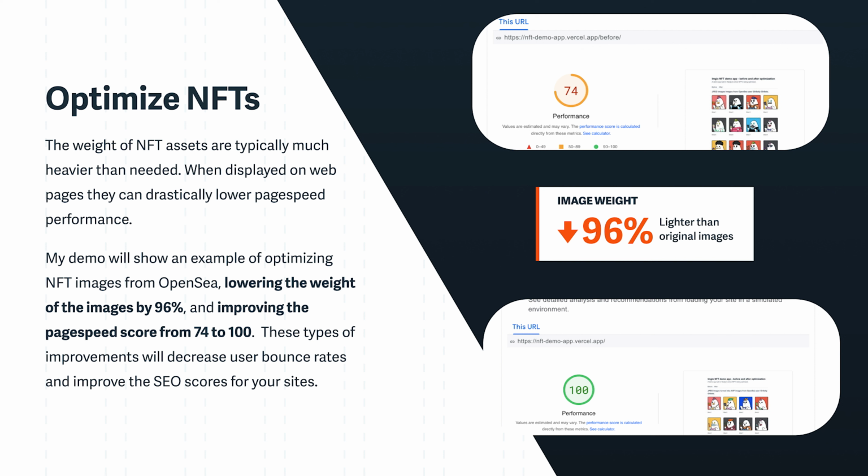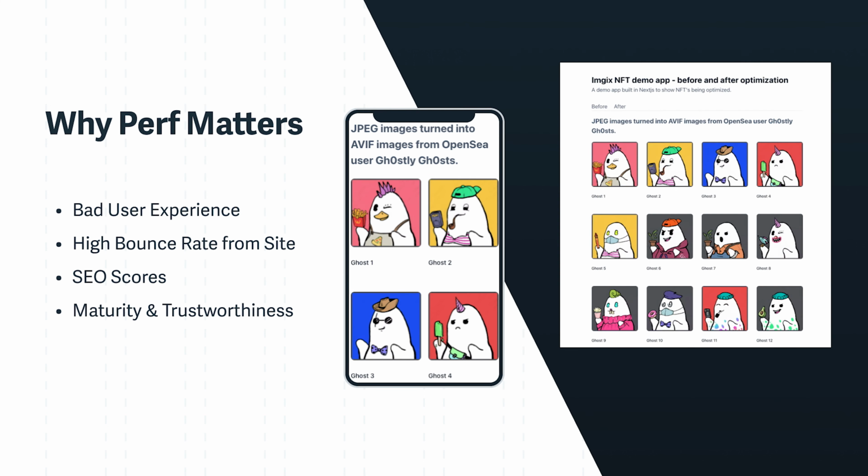To set the stage, let's say you've just minted an amazing collection that you want displayed on your marketplace or gallery, but the NFTs are taking a really long time to load and getting slower the more NFTs you add, which is causing poor web page performance. One of the biggest reasons for this is that the weight of an NFT asset is typically much heavier than needed. And when displaying it on a web page, they drastically lower page speed performance, thus hurting the user experience.